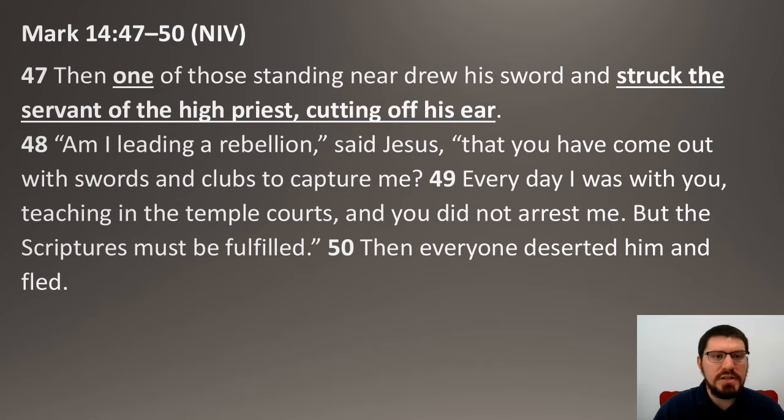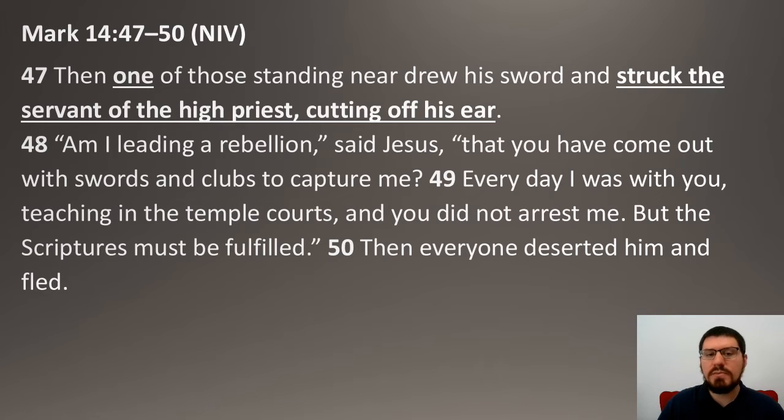In Mark chapter 14, verses 47 through 50, we read, "Then one of those standing near drew his sword and struck the servant of the high priest, cutting off his ear. 'Am I leading a rebellion,' said Jesus, 'that you have come out with swords and clubs to capture me? Every day I was with you, teaching in the temple courts, and you did not arrest me. But the scriptures must be fulfilled.' Then everyone deserted him and fled."